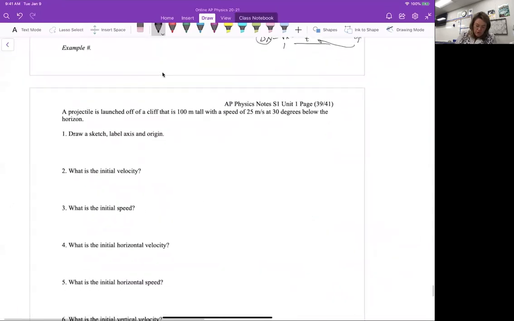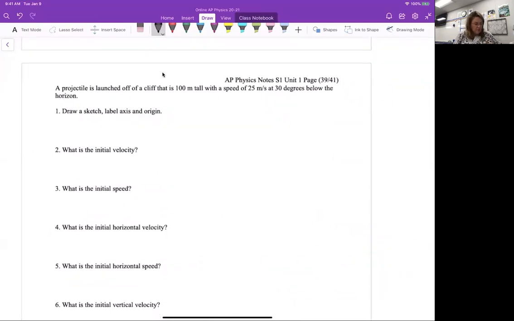Okay, moving on. What if I have a projectile now? Now it gets a little more interesting. I'm going to make it even more interesting. Here's my cliff. I have 100 meters again. Here's my origin, 0, 0. Okay, I'm going to launch it with a speed of 25 meters per second at an angle of 30 degrees. We'll call this angle 30 degrees below the horizon. Okay, so draw and label the axis.